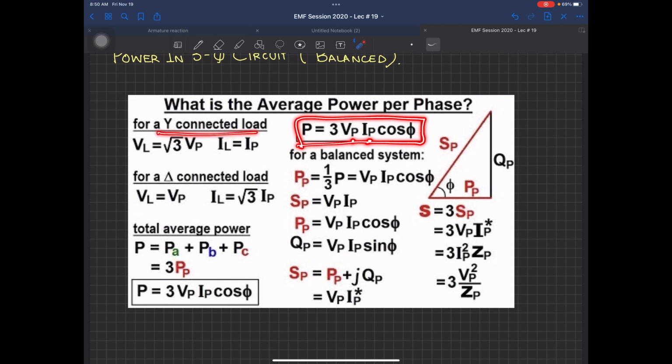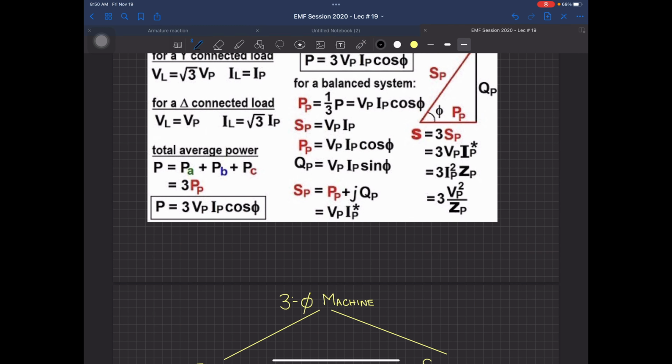Now, if it is a Y connected load, listen to this very carefully. We have just proved that VL is equal to under root 3 Vp and IL is equal to Ip. So in this equation, instead of Ip, I can put IL, and instead of Vp, I can put VL divided by under root 3. So what will be the formula now? P is equal to 3 Vp Ip into cos of theta. Now instead of Vp, I put VL divided by under root 3, and Ip is the same as IL, cos of theta will remain the same. This 3 and this under root 3 cancel and you have under root 3.